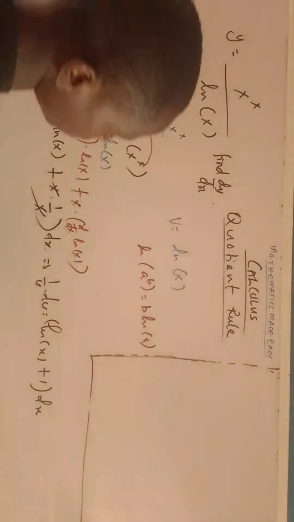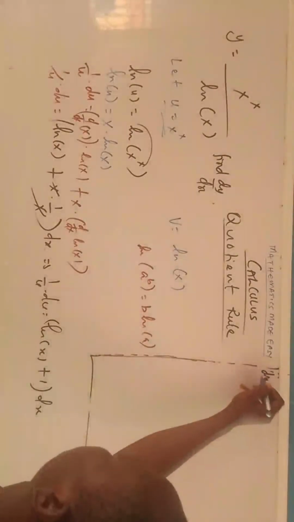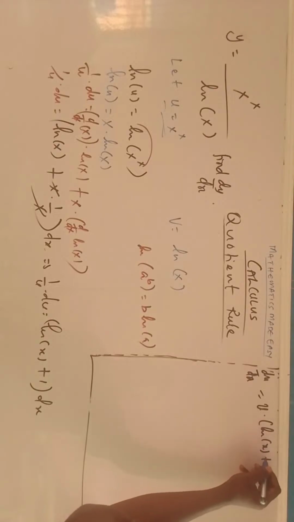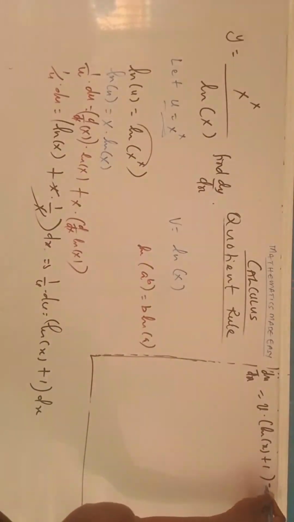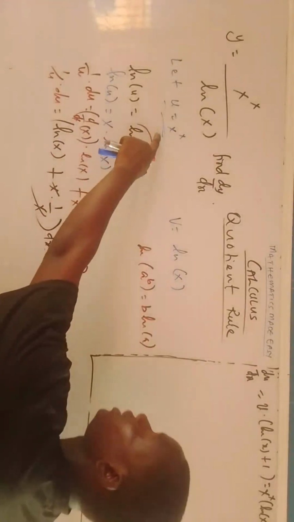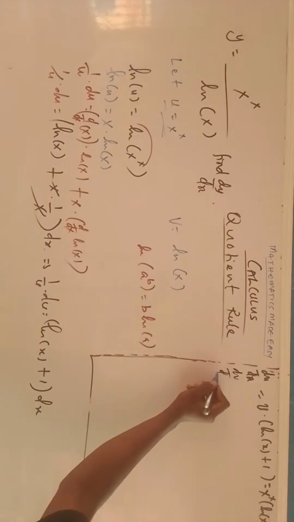So we can multiply both sides by u and divide through by dx. So we have du/dx equal to what? u multiplied by natural log of x plus 1. And remember, u is x raised to the power of x. So we have x raised to the power of x into bracket natural log of x plus 1. So that's du/dx. Now let's find dv/dx.